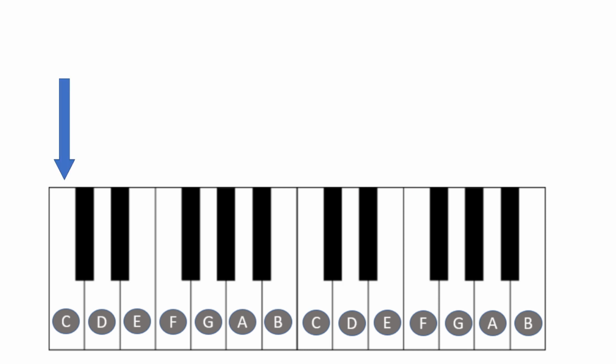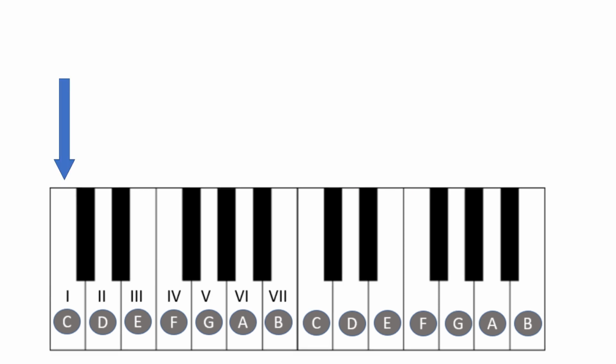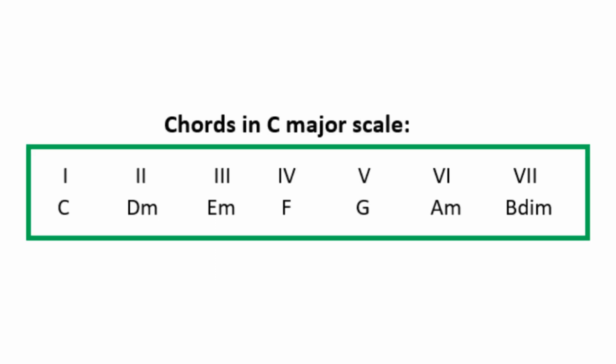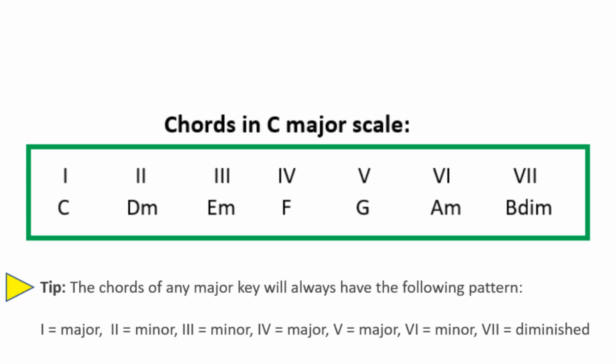Because we're in the key of C, C is our 1 chord. Then we have D is our 2 chord, E is our 3 chord, and so on. So taking a look at our 7 chords in the key of C major. Our first chord is C, our second chord is D minor, third chord is E minor, followed by F, G, A minor, and finally B diminished.